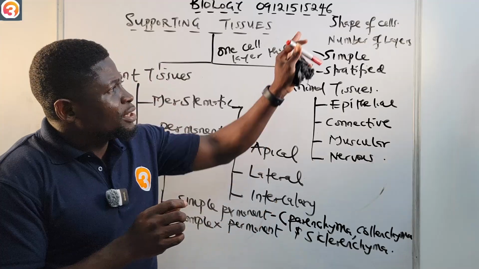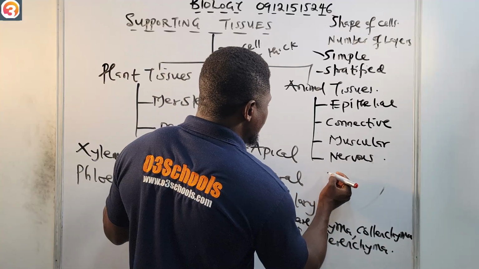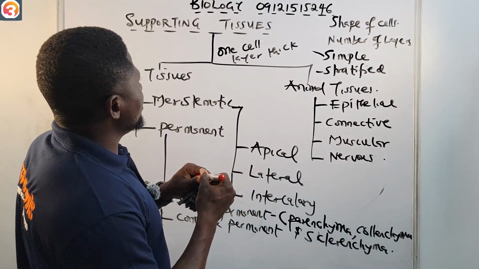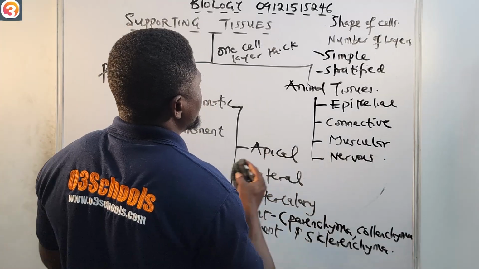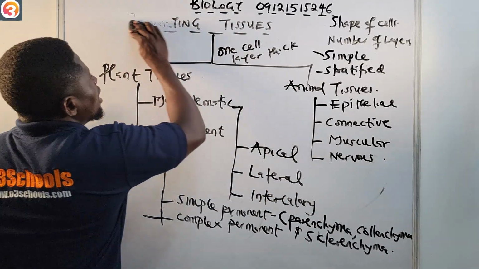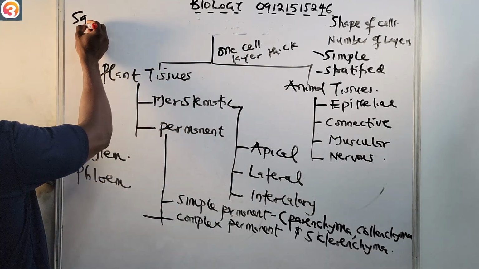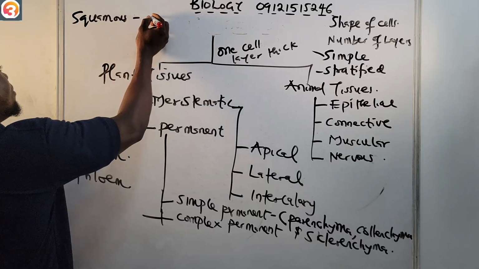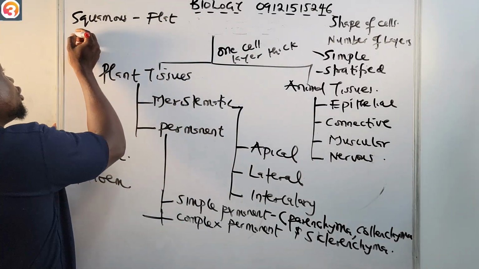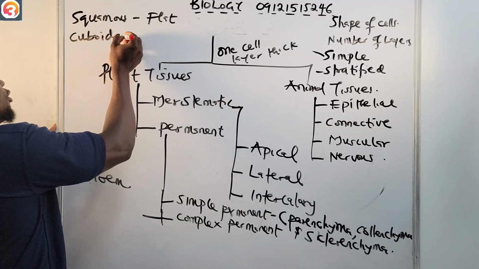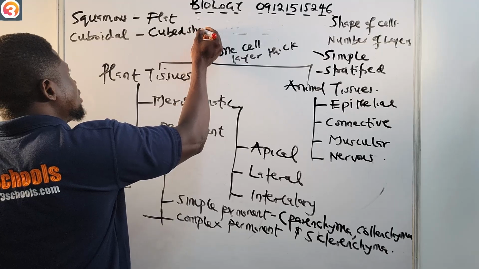Now we also have classification based on shape of cells. Based on shape of cells, they are divided into three. Let me create space. Number one, we have one we call squamous. This squamous means they are flat. They also have cuboidal. This cuboidal means they are cube shaped.